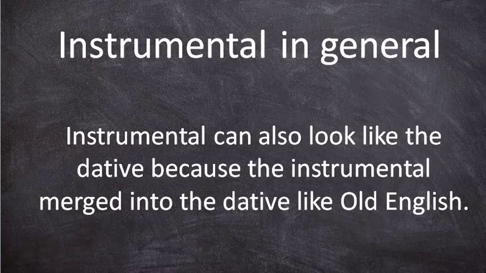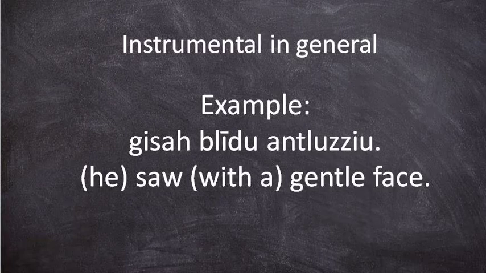We have Gesach, Glidu, Antlutzio. Gesach, Glidu, Antlutzio. All right, so he saw with what? What's the means he did this? Well, he did it with a gentle face. So what is in the instrumental here? It is Glidu, Antlutzio.